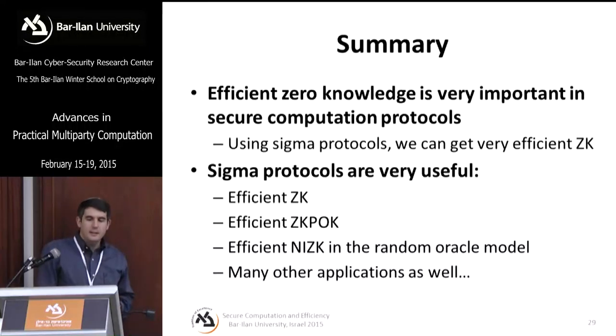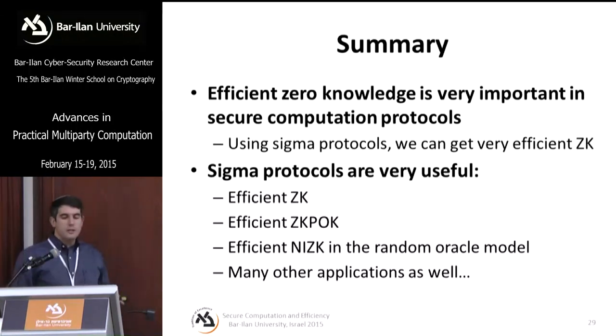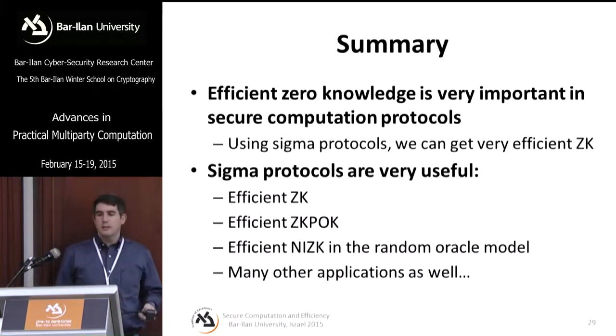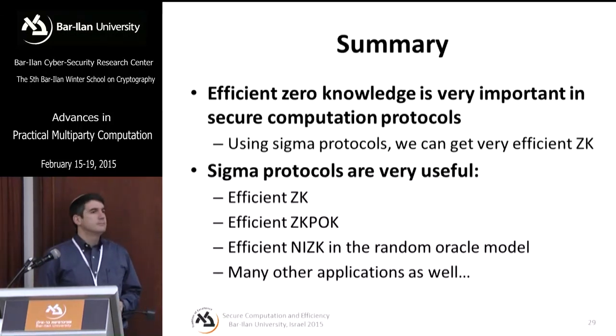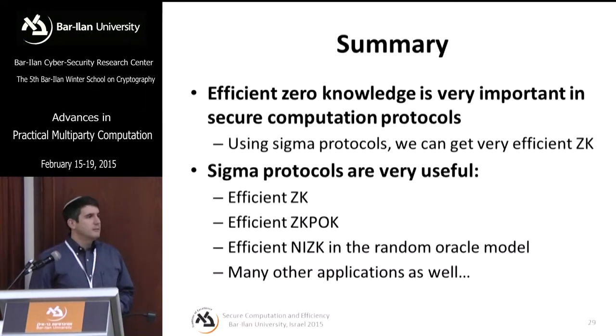In summary, efficient zero knowledge is very important in secure computation protocols. For example, in getting oblivious transfer, which I mentioned this morning, that's fully simulatable. If you don't want to have any setup, the most efficient way of doing that is to use a zero knowledge protocol that something is a Diffie-Hellman tuple, and use that inside the protocol. Using sigma protocols, we can make these very efficient, and we can transform them to efficient zero knowledge, zero knowledge proofs of knowledge, non-interactive zero knowledge, and there are many other applications as well. Thank you.